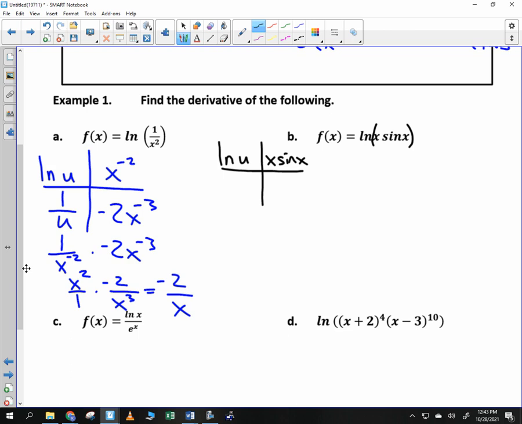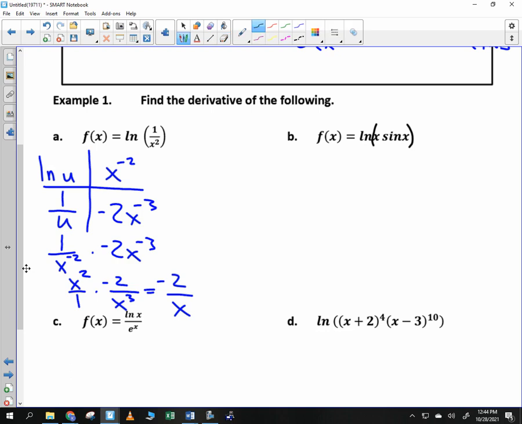Now, if you take this derivative, what would you have to use? Not chain, but product, because you got x times sine x. Right? I don't want to do that. Everybody else agree? I don't want to do it. Let's do something else.